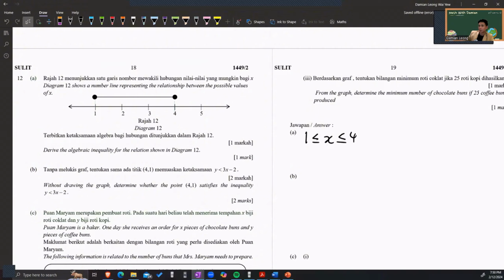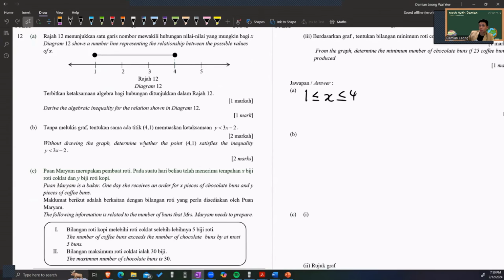That's it. Yeah. So without drawing the graph, determine whether (4, 1) satisfy the inequalities y less than 3x minus 2. Y less than 3x minus 2. Just check. Okay. Compare 1 and 3 times x, which is 4, minus 2. Yeah. So 3 times 4 minus 2 is 10. Okay, so 1 is less than 10, means it follows the inequality. So, yes.